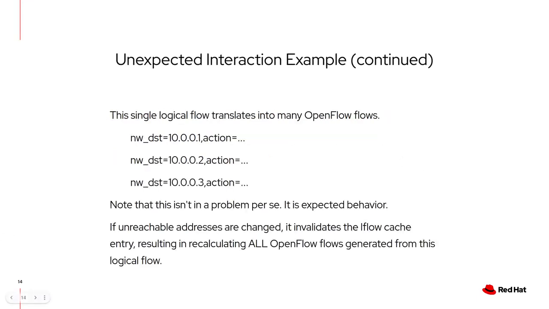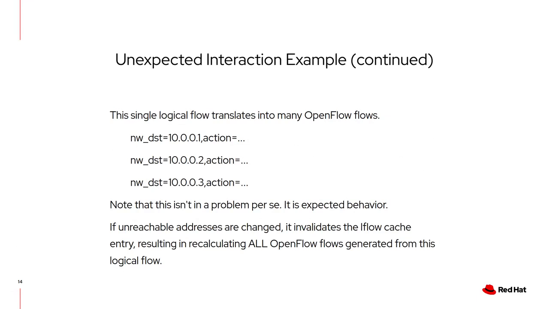It's important to note that even though there was only 1 logical flow, this would expand into many OpenFlow flows. This wasn't a surprise. However, analysis showed an unexpected side effect. We use a logical flow cache to ensure that we do not need to reparse logical flows that we parsed in a previous OVN controller loop. When unreachable addresses change often, then the single logical flow changes often too. This means our logical flow cache entry gets invalidated frequently.